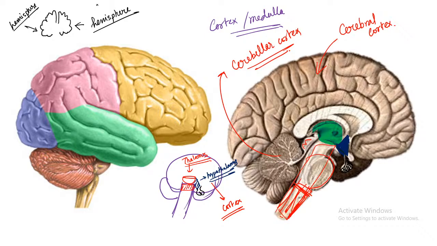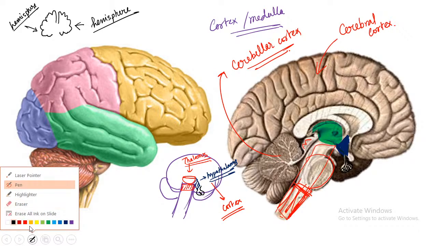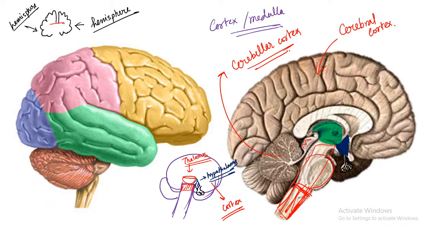Now you need something to join the hemispheres. To join the hemispheres, we have some nerve fibers. Nerve fibers basically means axons of certain nerves which pass over here, and those nerve fibers or axons act as a bridge between the two hemispheres and hold the two hemispheres together. Now that bridge is this part.